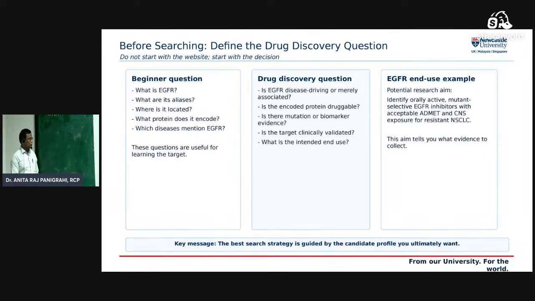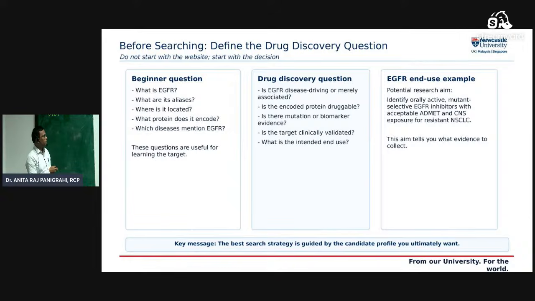So everything needs to start with a question. What it is, where it is located, what protein it is. This is very important. And from this you will write the drug discovery questions. These are called the research questions in any kind of research proposal.